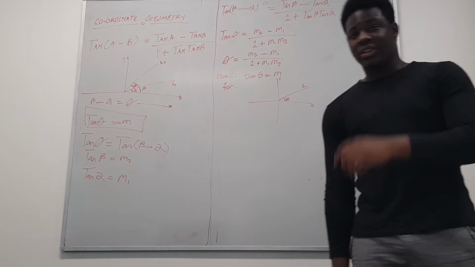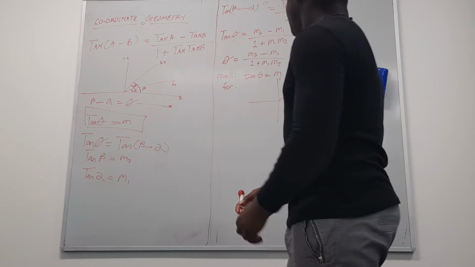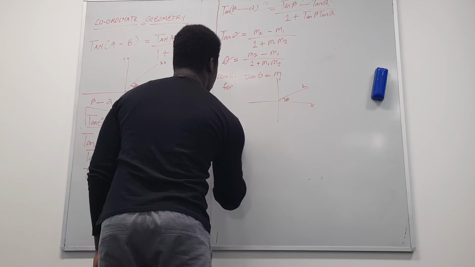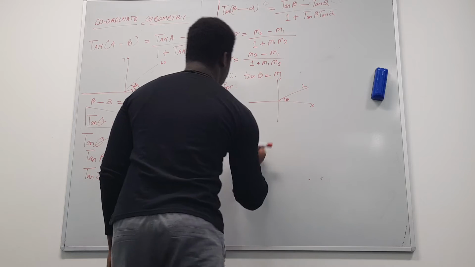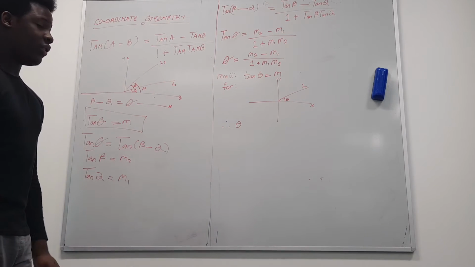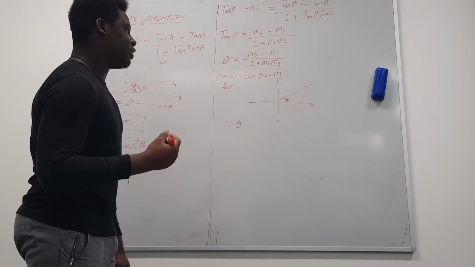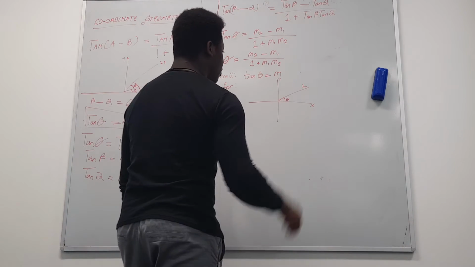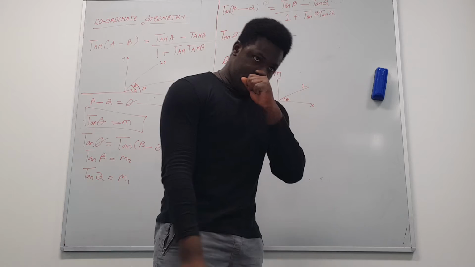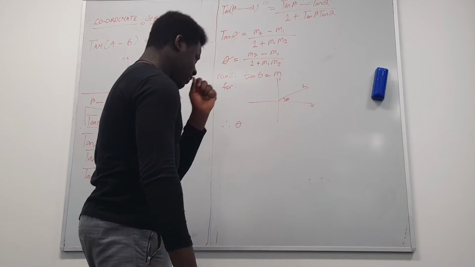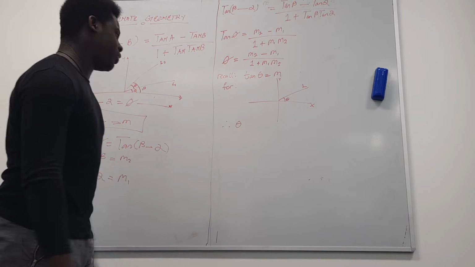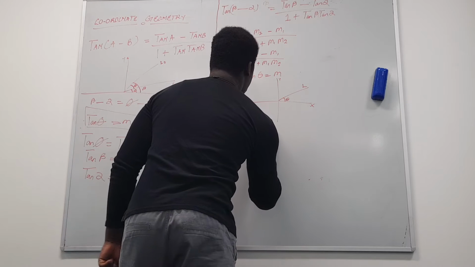Okay, so there's a difference. Here I said, therefore, this angle theta is a function of its slope. It's a function of the slope of the line. The angle between the x-axis and the line is a function of its slope. So it's equal to tan inverse.